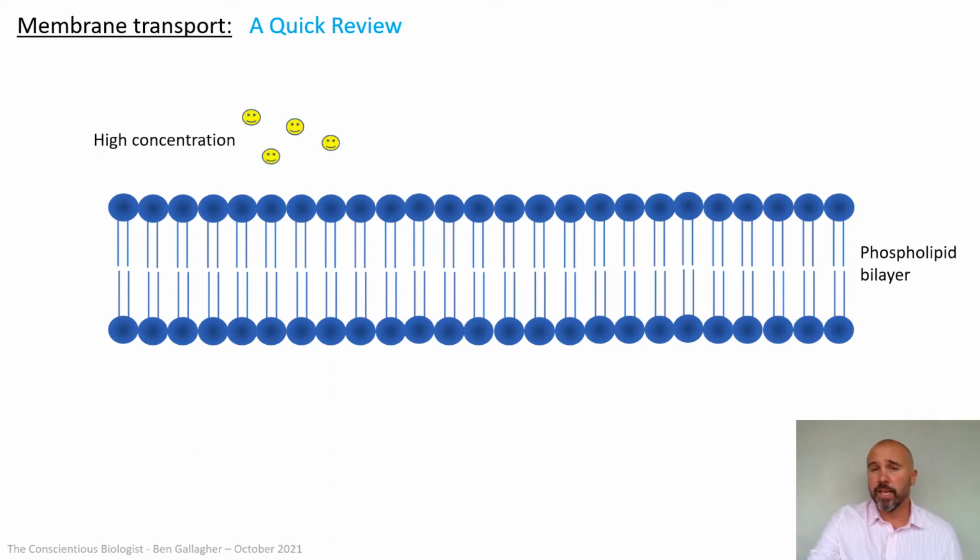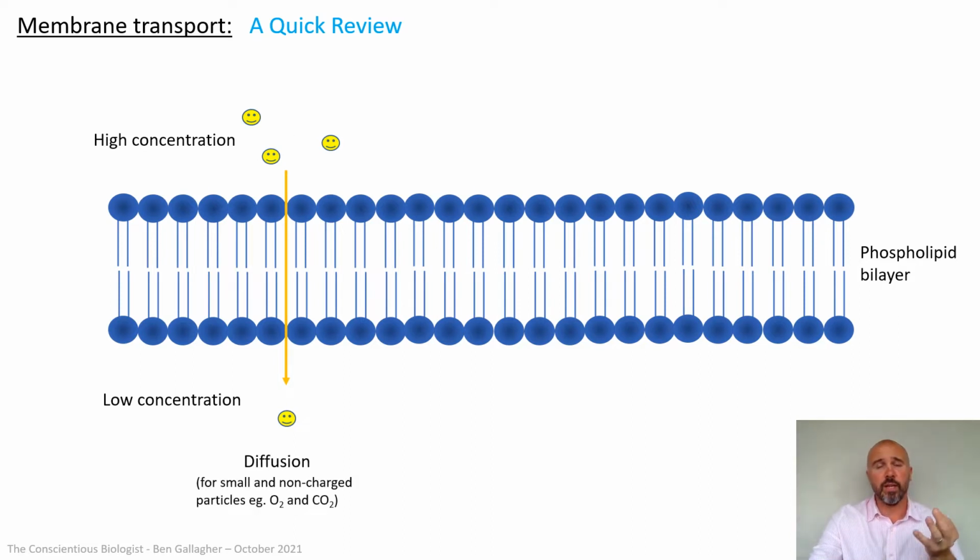Now remember about how things travel through phospholipid bilayers. If they're going to go by ordinary diffusion, they can move directly through the phospholipid bilayer by just normal diffusion, and that's for small or non-charged particles, things like oxygen or carbon dioxide.